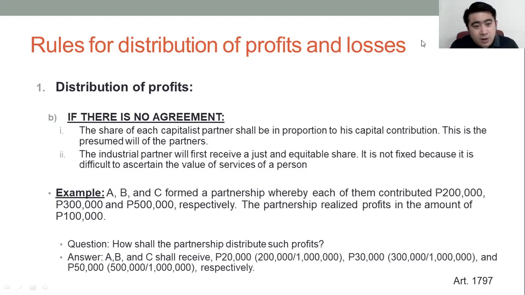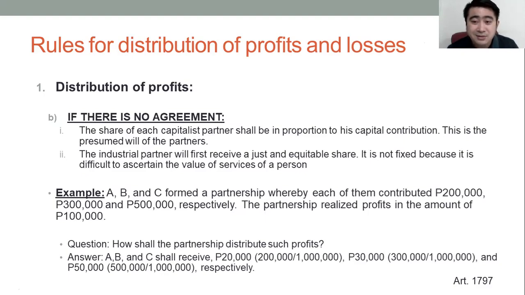So, what if there is no agreement, no? Nasa profit sharing pa rin tayo. The share of each capitalist partner shall be in proportion to his capital contribution. This is the presumed will of the partners. So class, no, pag walang agreement sa profit sharing, ibig sabihin ba they will share equally? The answer is no. Kalokohan yun.